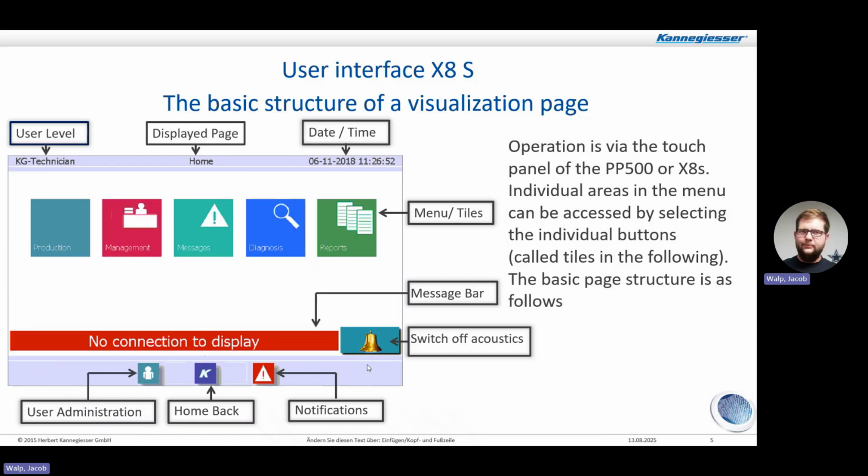You've got your menu slash tiles in the middle, your message bar down on the bottom, and your switch off acoustics button. So when the alarm is going off, you can hit that to silence it. Bottom left, user administration, where you can change languages or sign in. The K button, that's your home button or back. And the last button in the bottom right, your notifications, pulls up your active messages.